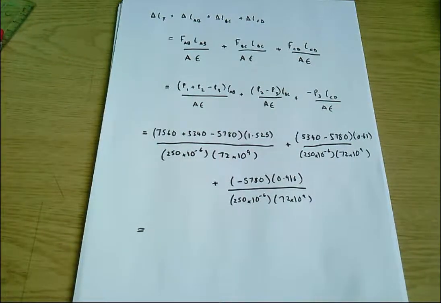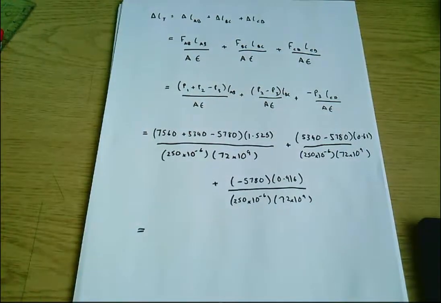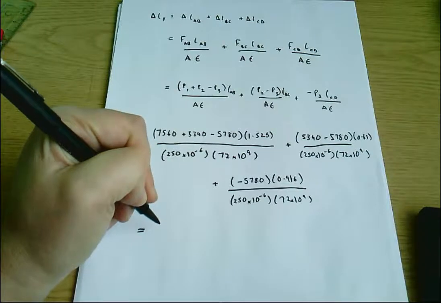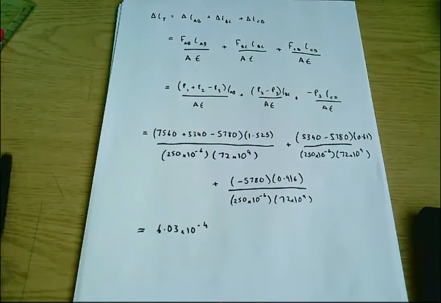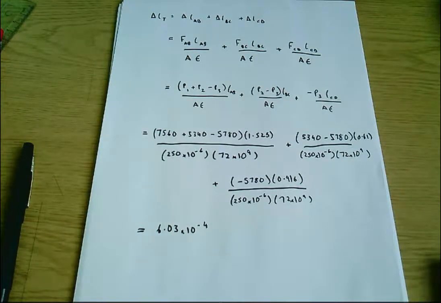And now it's a bit of calculator work to get all of that through. 7560 plus 5340 minus 5780, multiply all of that by 1.525, divide by 250 times 10 to the minus 6, divide by 72 times 10 to the 9, and I'm getting 6.03 times 10 to the minus 4. I've been doing everything in units that are going to end up with SI units, so that'll be in meters.